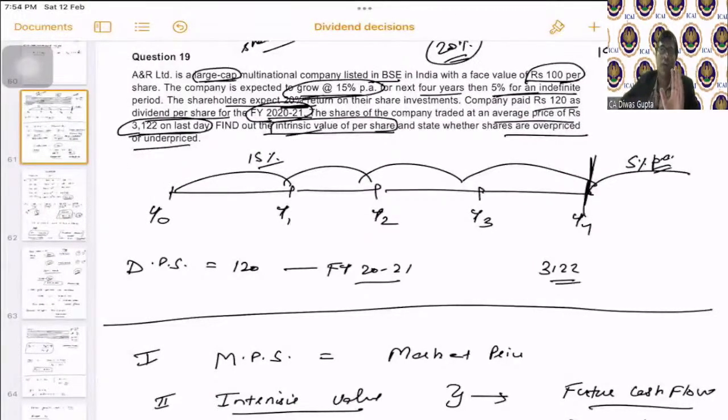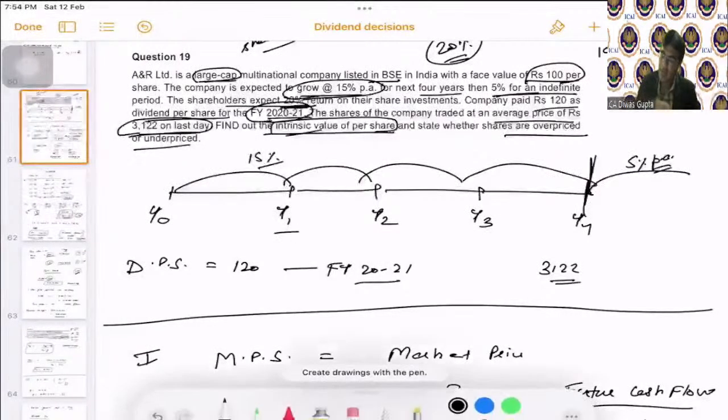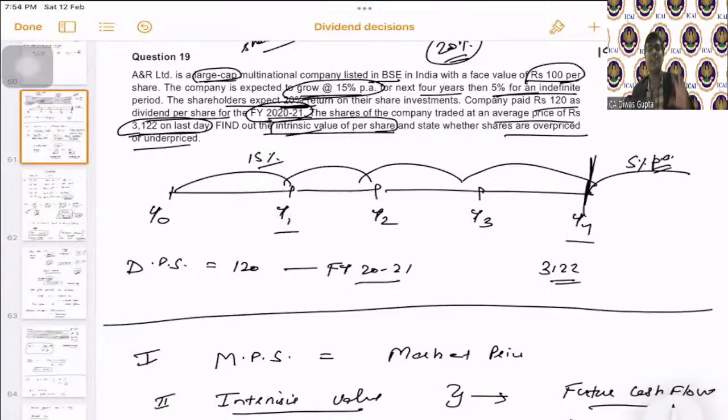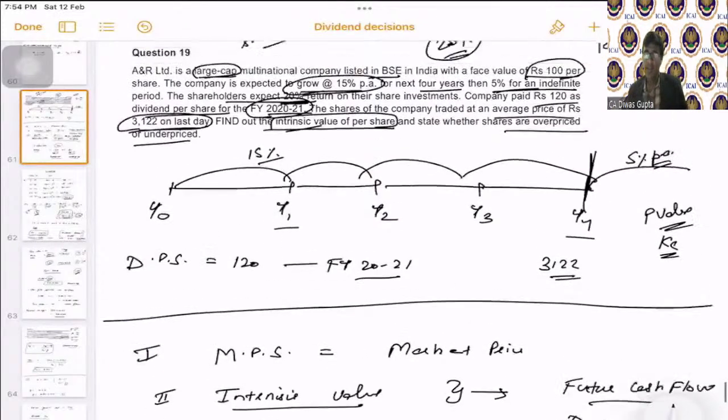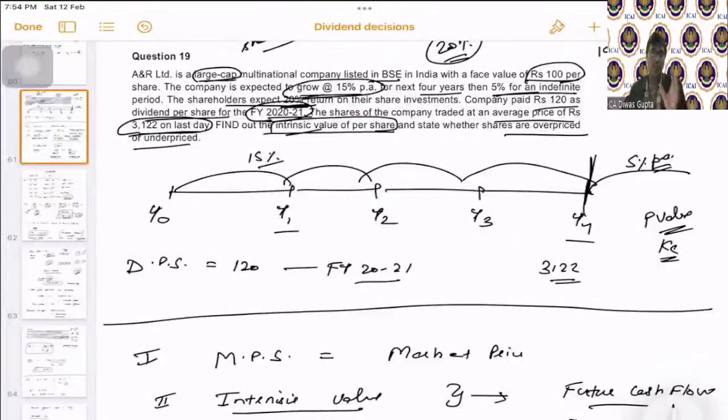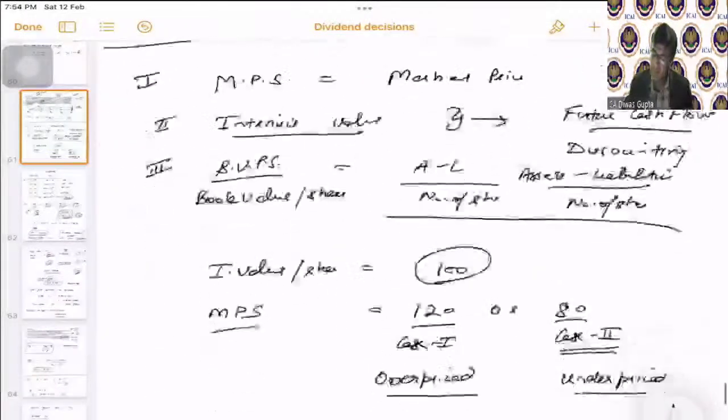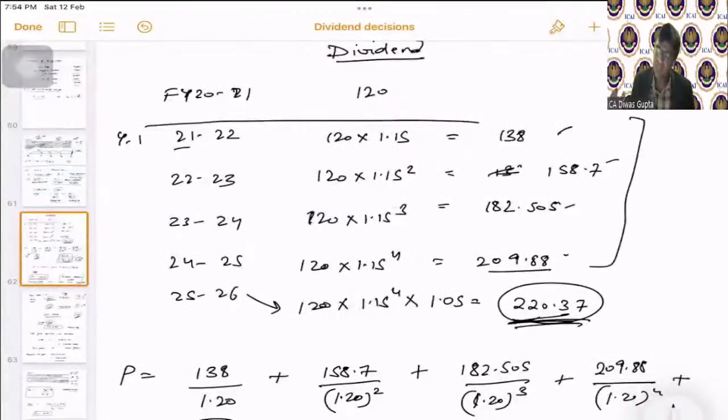You have to just see what the dividend payouts are year on year, which is year 1, year 2, year 4, like this, and take an intrinsic value. That means you have to take a present value of all this. Now the present valuation will also happen using the cost of equity as a discount rate. Now they are saying that for doing the cash flows first, you have to assume two different rates. One is 15% growth for the first 4 years, and the next indefinite period is 5% per annum.